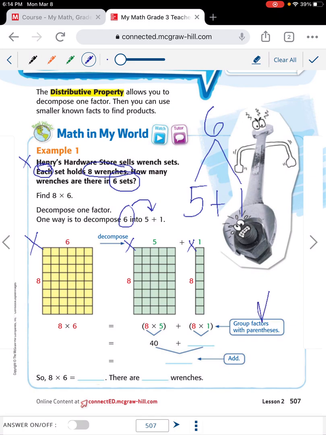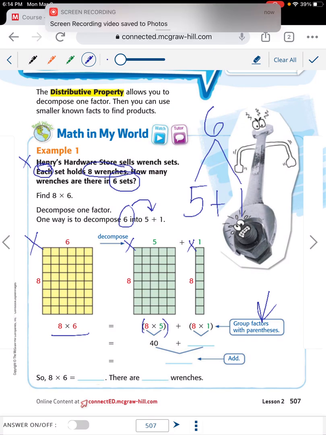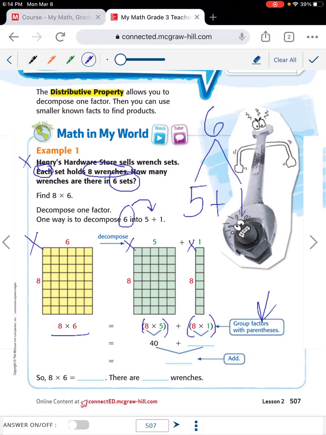This is where we group our factors into parentheses. So instead of 8 times 6, we're going to do 8 times 5, and we put these parentheses to separate the two parts. So 8 times 5 plus 8 times 1. So 8 times 5 is a known fact, 40, and 8 times 1 is a known fact, 8. Now we just add 40 plus 8. 40 plus 8 equals 48. 8 times 6 equals 48. There are 48 wrenches.